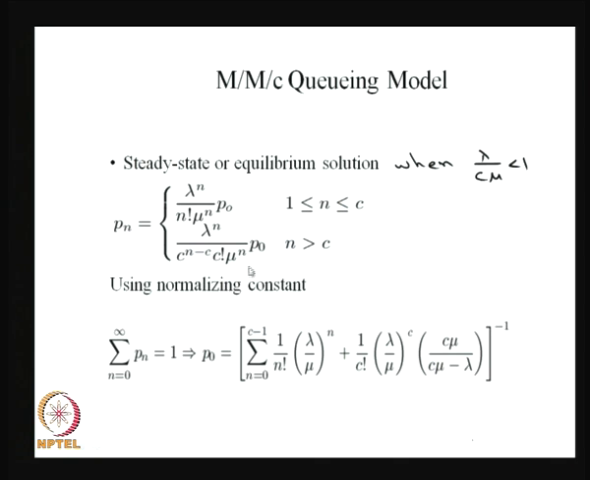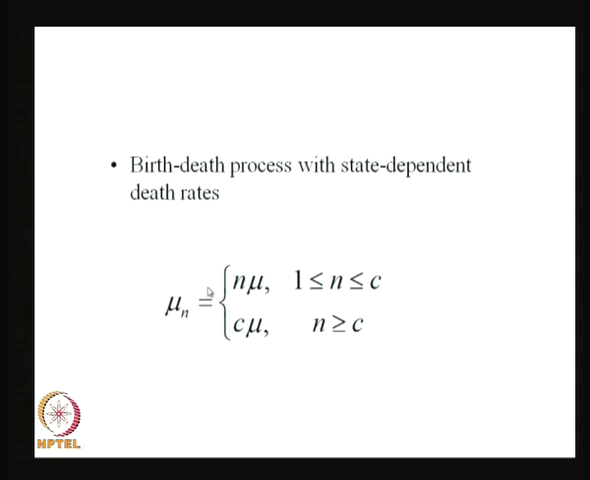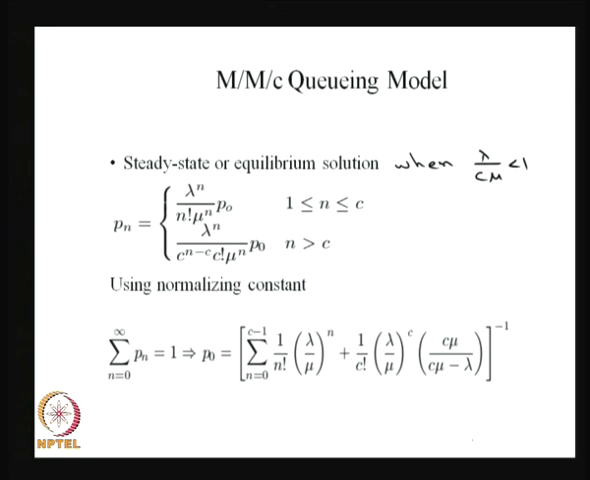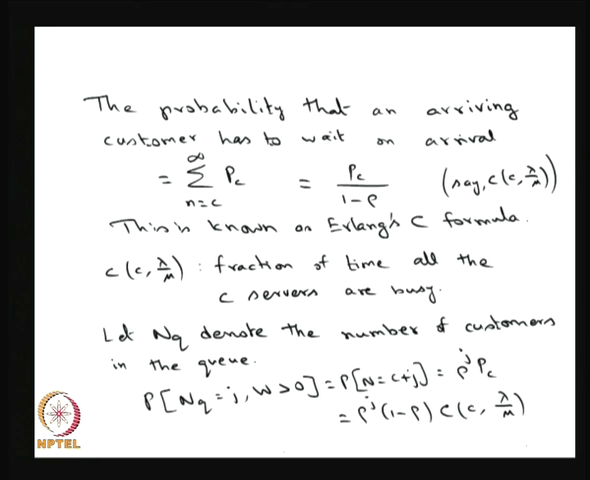So here we are using the birth-death process, with birth rates lambda and death rates given in this form, and using the same logic of the stationary distribution for the birth-death process. Using that, we get the steady state or equilibrium solution for the M/M/C model.